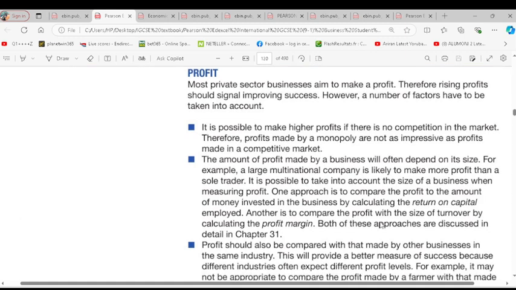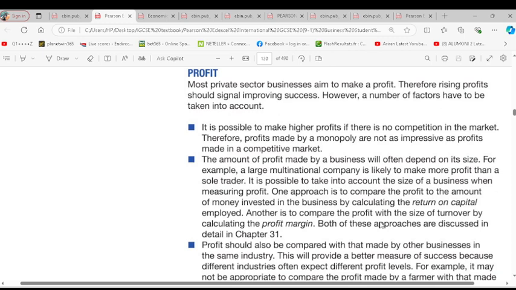Profits, which is the main motive for every private organization. Very obvious. Most private businesses aim to make profit. Therefore, rising profits should signal improving success. However, a number of factors have to be taken into account when we're talking about profit. Profit is a measure of success, no doubt about it. But there are other things you have to think about when you are using profit as a yardstick for success.